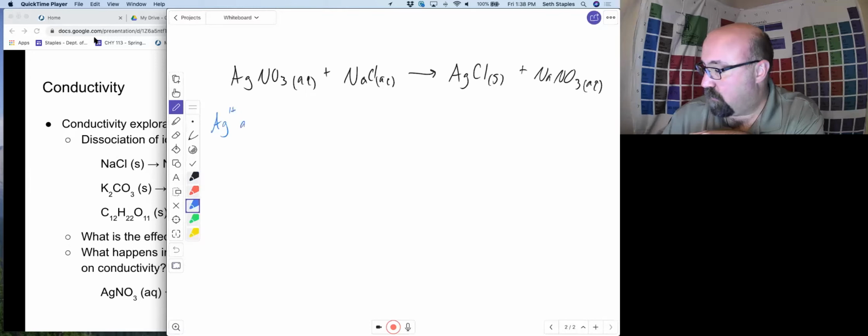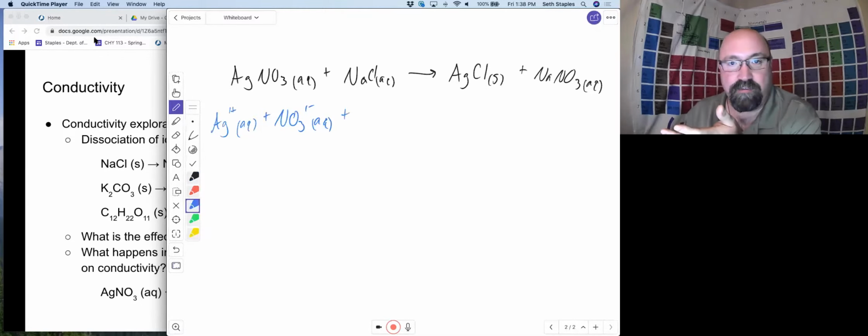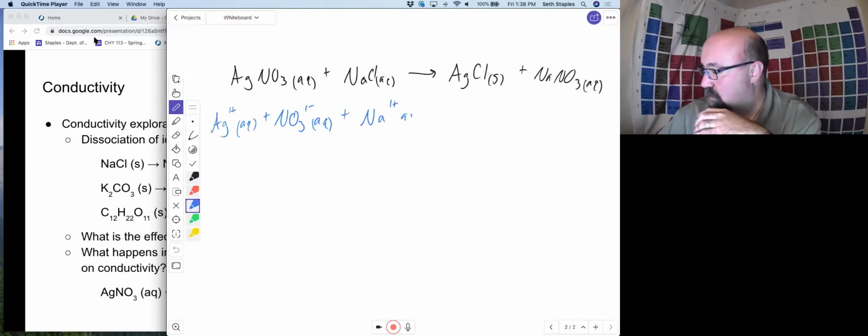So in one container, we would have a mixture of silver ions and NO3 minus ions. So those are in one beaker. And we could measure the conductivity of that. It would have whatever its conductivity is. In another beaker, we have our Na plus ions and our Cl minus ions.